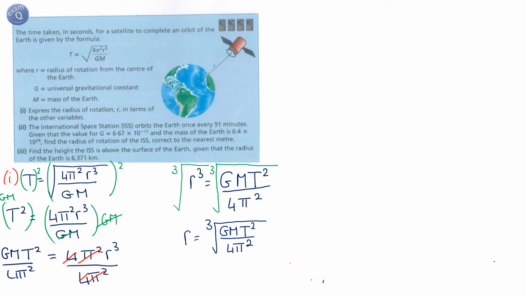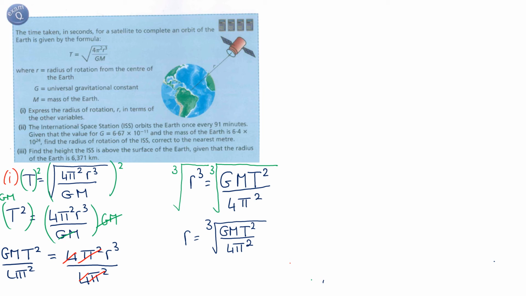So we've now written the radius of rotation, or, in terms of the other variables. So the next part of that question is: the International Space Centre ISS orbits the Earth once every 91 minutes. Given that the value of g is 6.67 by 10 to the power of minus 11 and the mass of the Earth is 6.4 by 10 to the power of 24, find the radius of rotation of the ISS correct to the nearest meter. So what they've given us is 91 minutes.